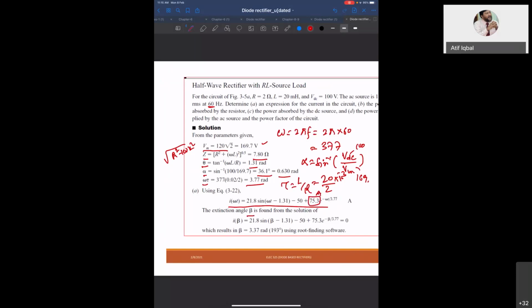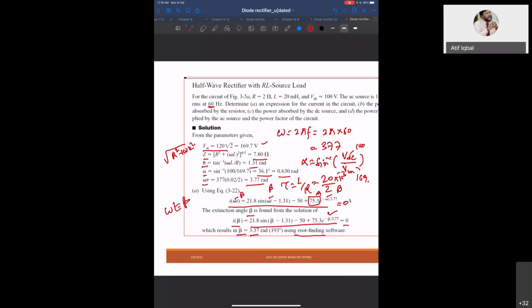Then you have to find the value of the extinction angle beta, which is found from the solution. So when you put omega t equal to beta, this current will be 0, because when omega t is equal to beta, the current is 0. So when you put I of beta equal to 0, this is your equation, and this equation will be solved using root finding software. In MATLAB you have a built-in function which you can use to solve for beta.